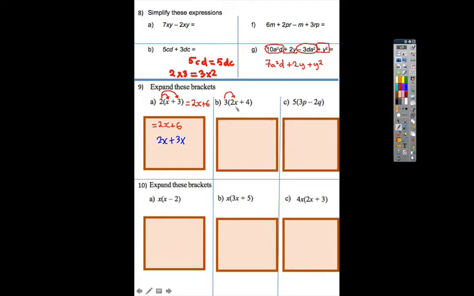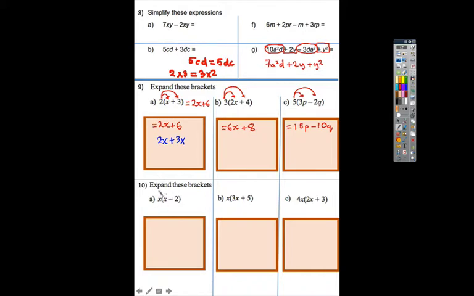Same goes for this. 3 times 2x is equal to 6x, and 3 times plus 4 is equal to plus 8. If you want to pause the video and have a go at this one. Okay, so 5 times 3p is equal to 15p, and 5 times minus 2q is minus 10q.